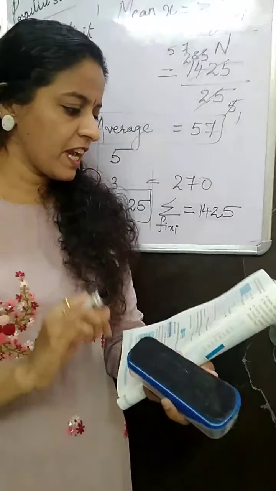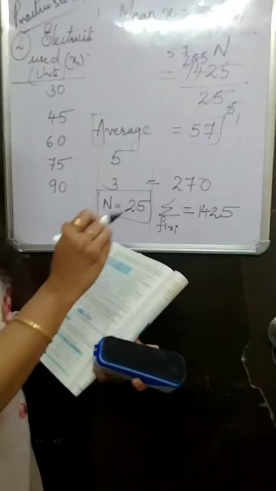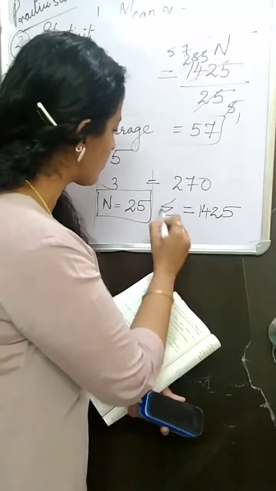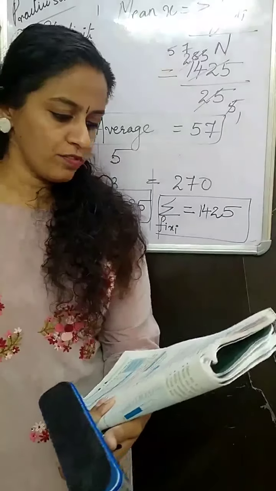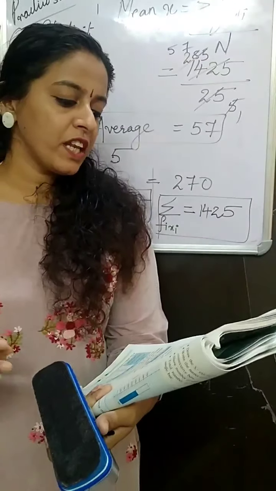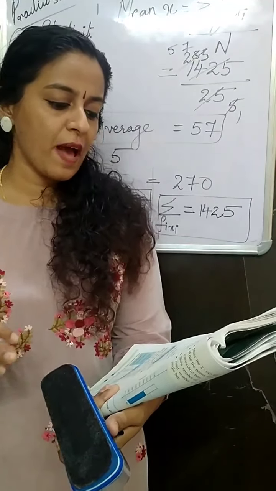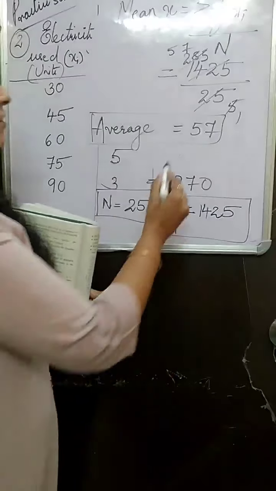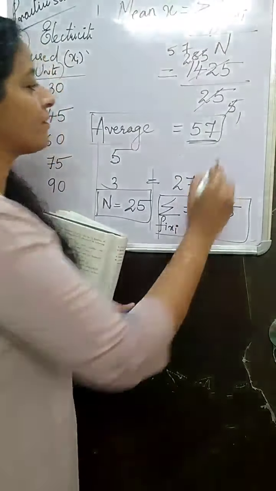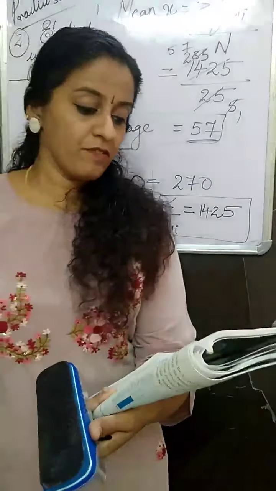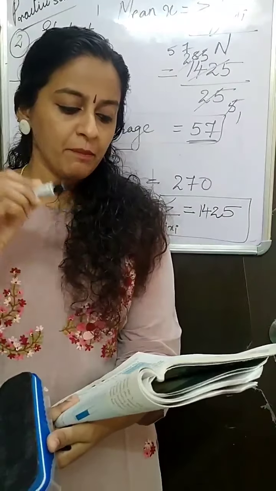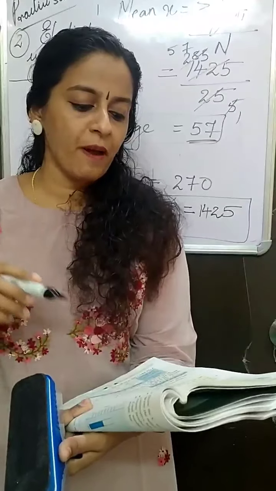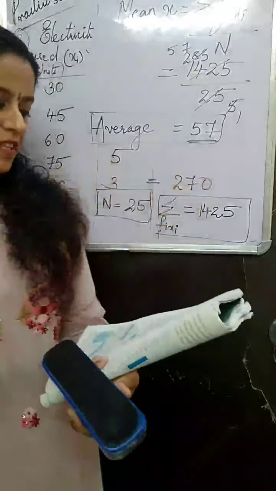Number 3, you will write the answer. N is 25 and summation of Fi, Xi, how much we got? That is 1425. Find the mean of the electricity used by each family in the month of May. What is the mean? The mean is 57 units. So, you will write the mean of the electricity used by each family in the month of May is 57.